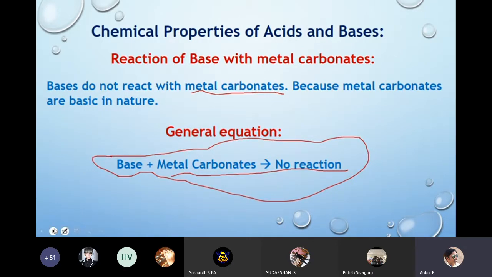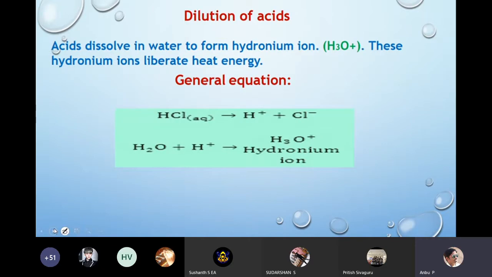Okay, the next one, we'll go to the physical property. What is going to happen to the acid when I'm adding it to the water? We discussed in the first class itself that all acids have the ability to dissolve in water. So acids dissolve in water to form hydronium ion. These hydronium ions liberate heat energy. So what is a hydronium ion?